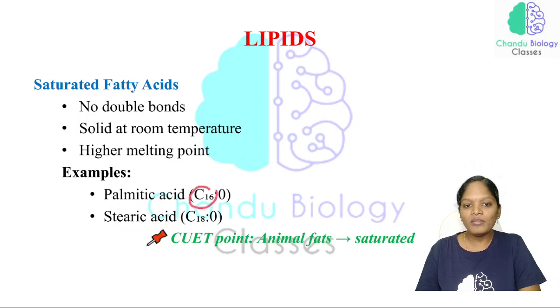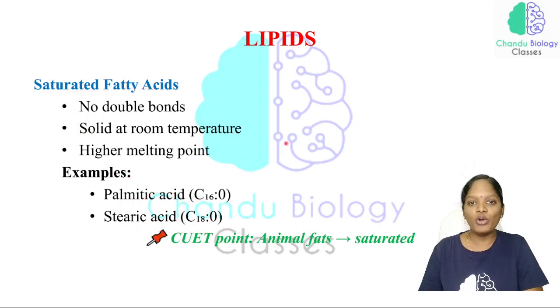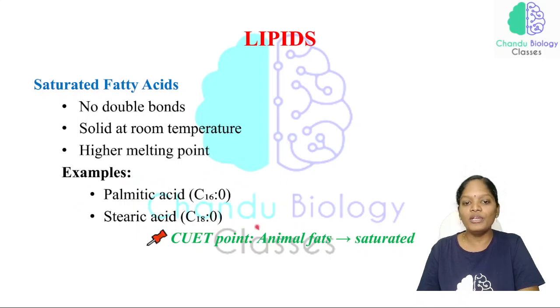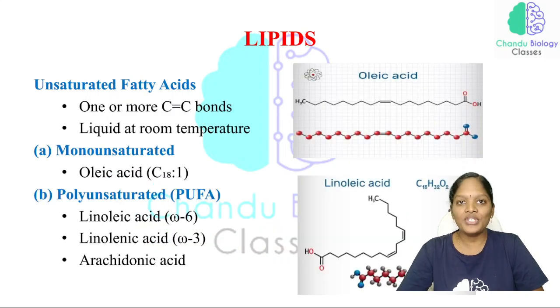The 16 carbon fatty acid is palmitic acid, and the 18 carbon fatty acid is stearic acid, and both of these acids come under the saturated fatty acids. And one of the most important points from the exam point of view is that animal fats are saturated.